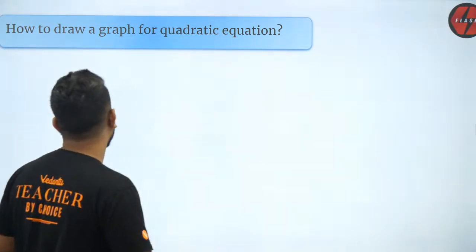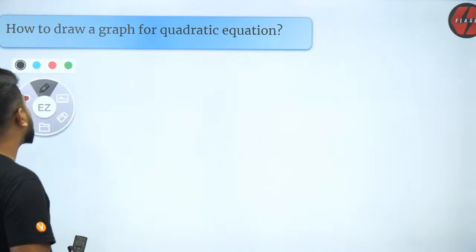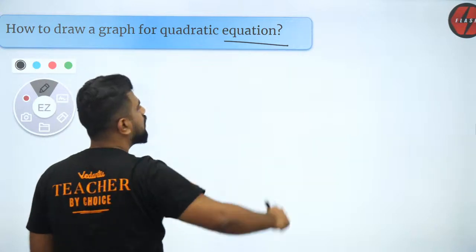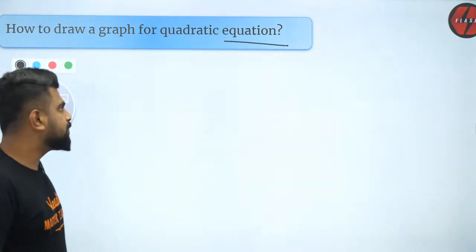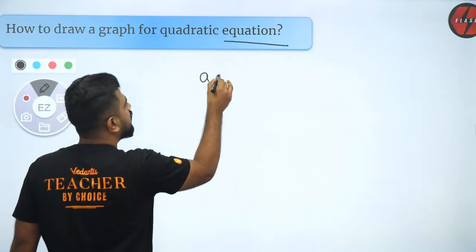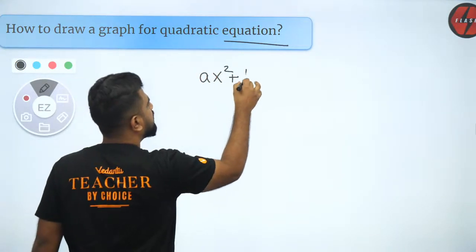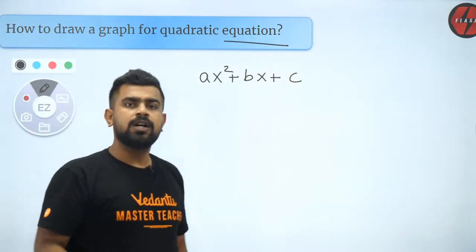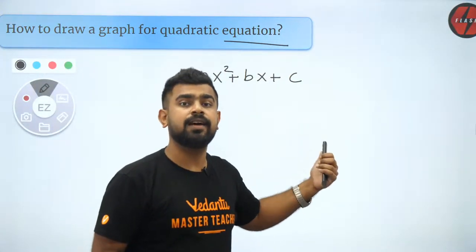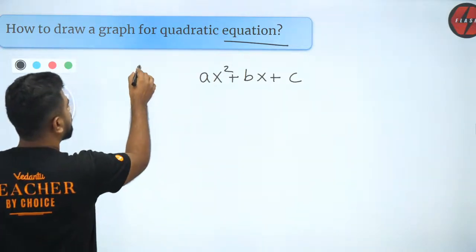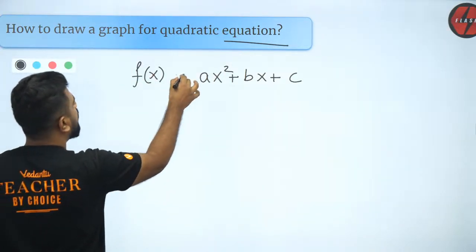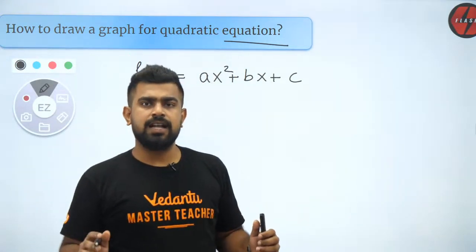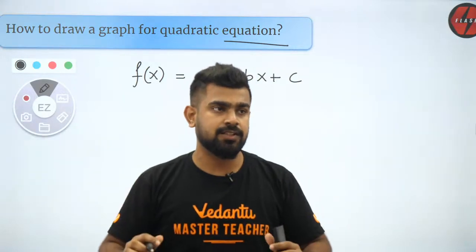First, I'm going to teach you how to draw the graph of a quadratic expression, guys. You don't say equation, it is going to be expression. So let's have a look at it. Okay, so let us say you have a quadratic expression, which is ax squared plus bx plus c. Now I want to know how the graph of this particular expression, or you can say function, looks like.